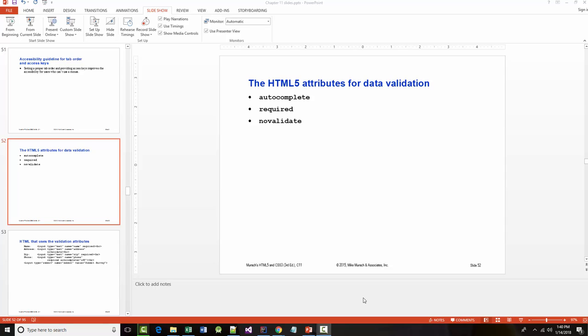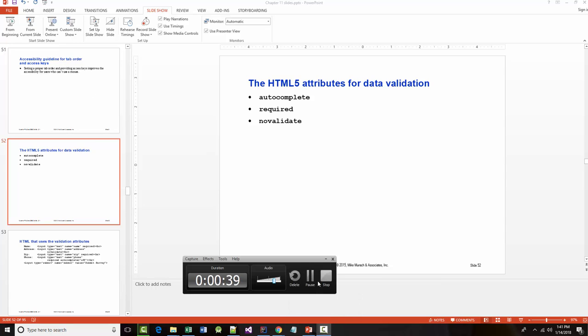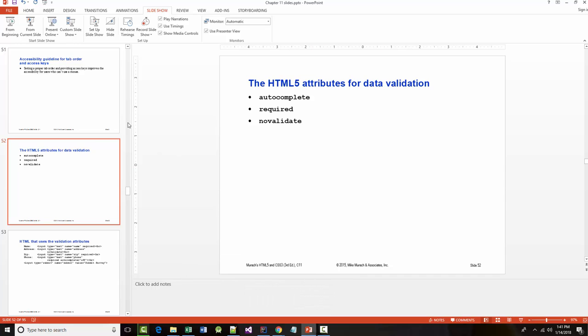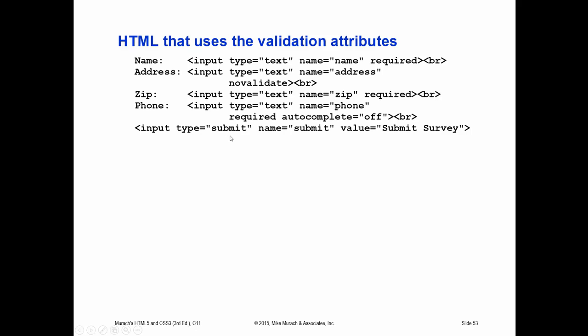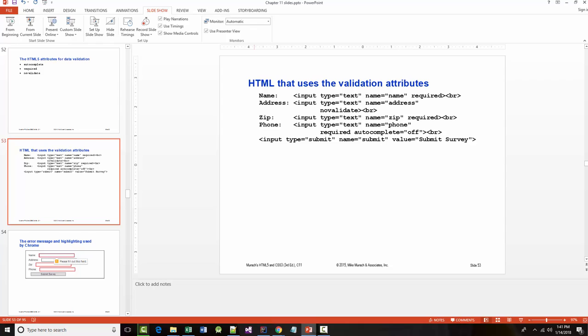And now we're coming to some of the HTML5 attributes that you use for data validation. All right. So, autocomplete, required, and novalidate. Autocomplete is on by default, but I want to show you how it works.